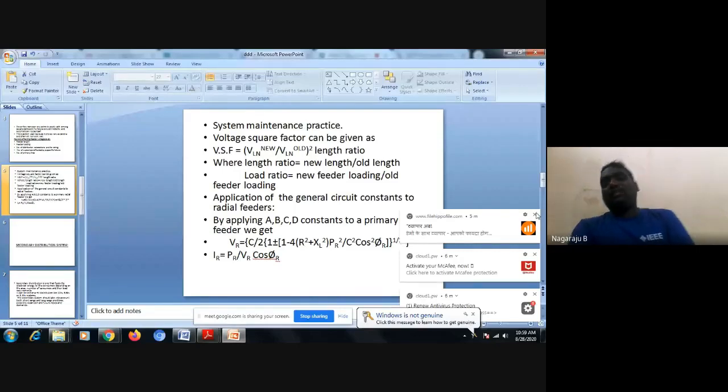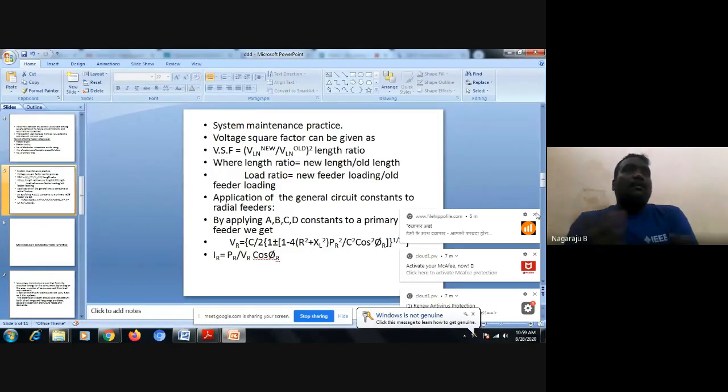Sending end voltage is equal to A V_R plus B I_R. Sending end current is equal to C V_R plus D I_R. Is it correct? This is the formula you will get when you do the calculation, and this is the way you can determine the feeder loading and feeder voltage loading.